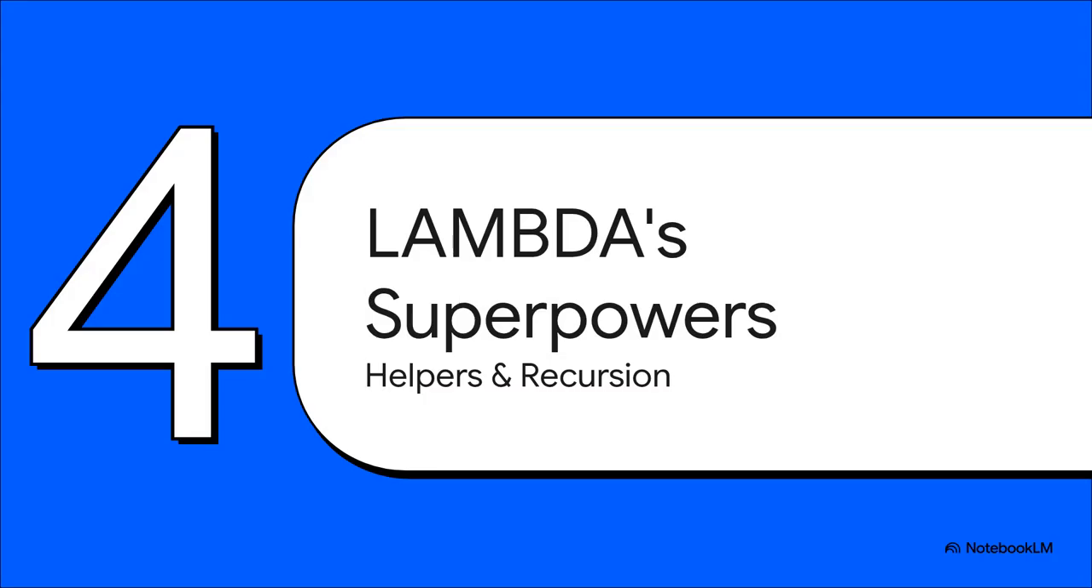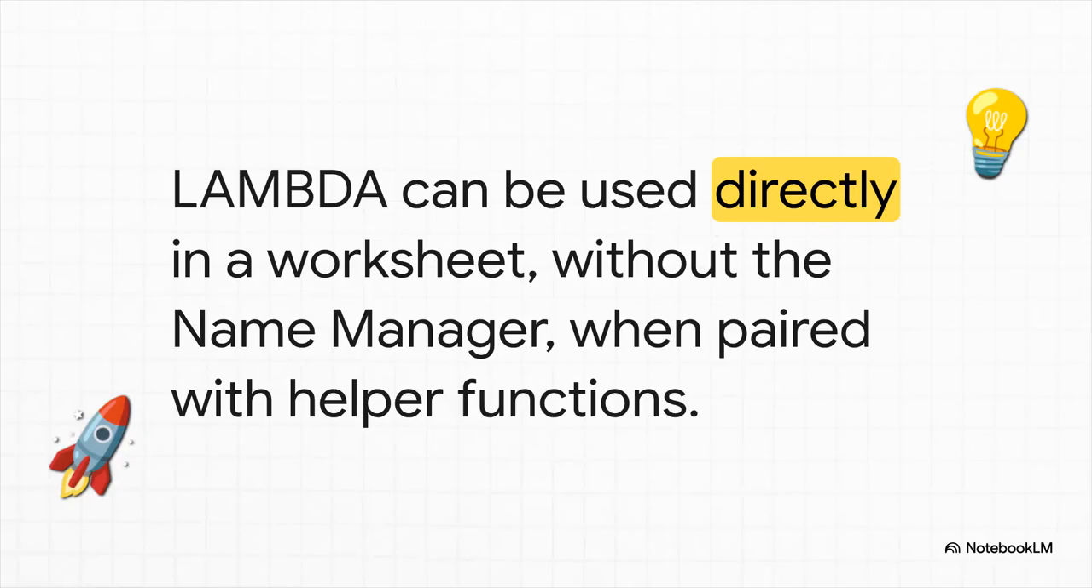But wait, we are just scratching the surface here. Creating simple named functions is amazing, but that's just the beginning. Lambda has some serious superpowers, especially when it teams up with a new group of helper functions and when it performs something called recursion. Now this right here is a total game changer. Normally you have to save a Lambda in the Name Manager to use it. But with these new helper functions, you can actually write and use a Lambda right there in the cell, on the fly, to perform incredibly powerful calculations across entire ranges of data.